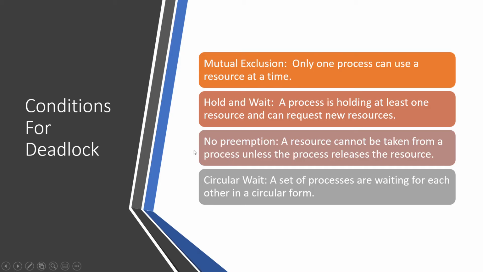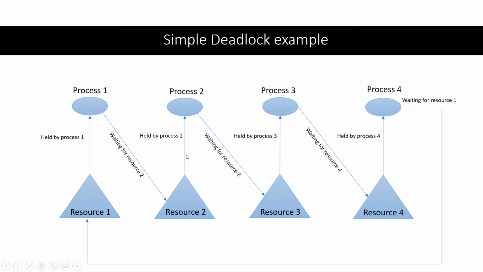No preemption, which means that when a process is working on one resource, another process cannot take it from it. So since process 2 is working on resource 2, process 1 cannot take resource 2 from process 2. So process 1 ends up waiting for it. And circular wait. So you can see here that when process 4 wants resource 1, but process 1 is already using resource 1, so it has to wait. And in the end, we end up with this circular form, and all of the processes are going to end up waiting for the other process, so this is a deadlock, and they're going to be in this state for infinity.